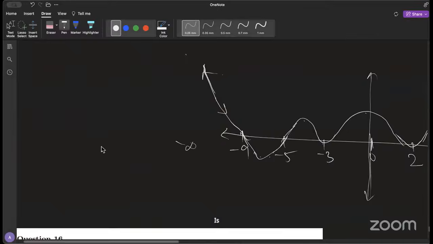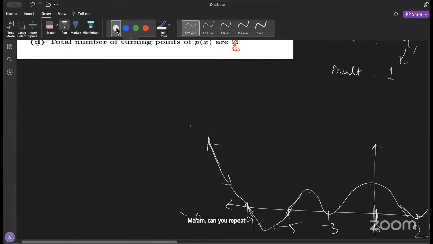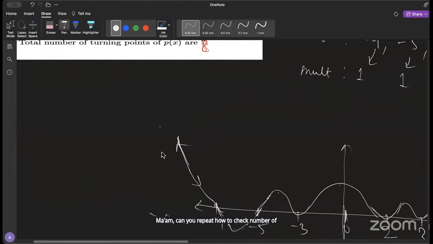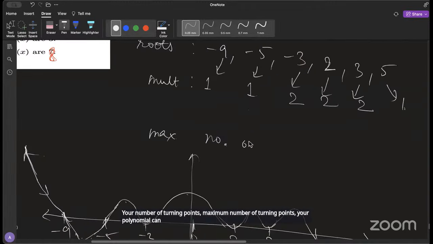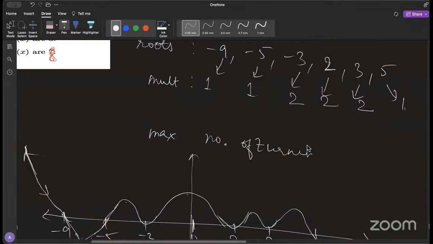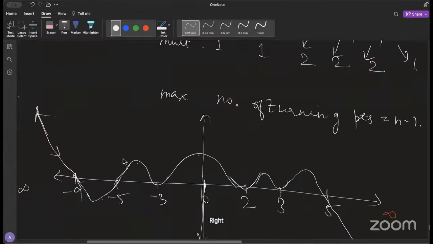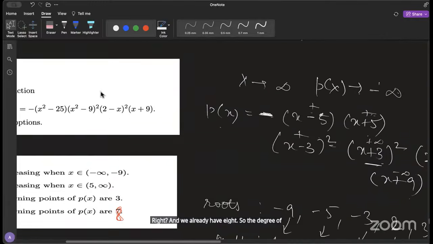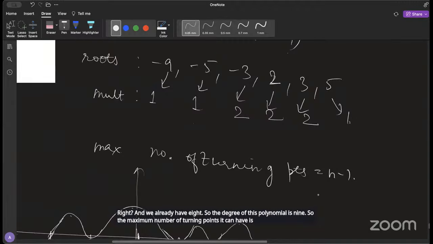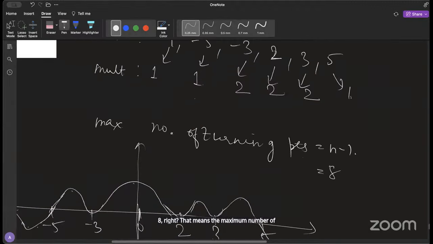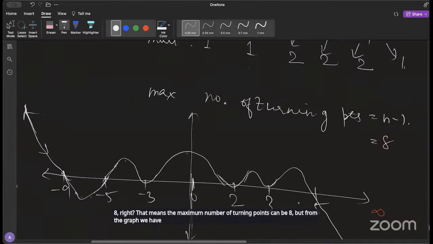Is that okay? Ma'am, can you repeat how to check the number of turning points? N minus 1, where n is the degree. The maximum number of turning points your polynomial can have is n minus 1, right? And we already have 8. So the degree of this polynomial is 9. So the maximum number of turning points it can have is 8, right? That means the maximum number of turning points can be 8. But from the graph we have drawn, we already see that it has to have at least 8 turning points, right?